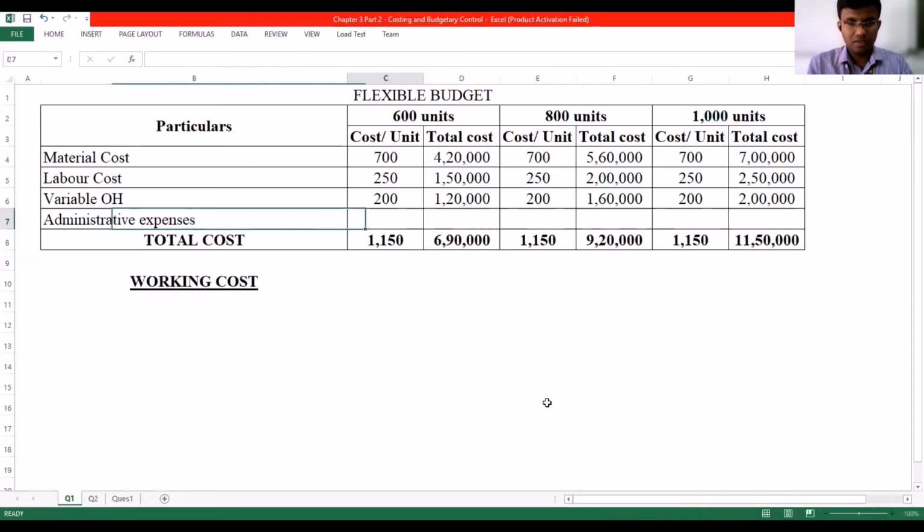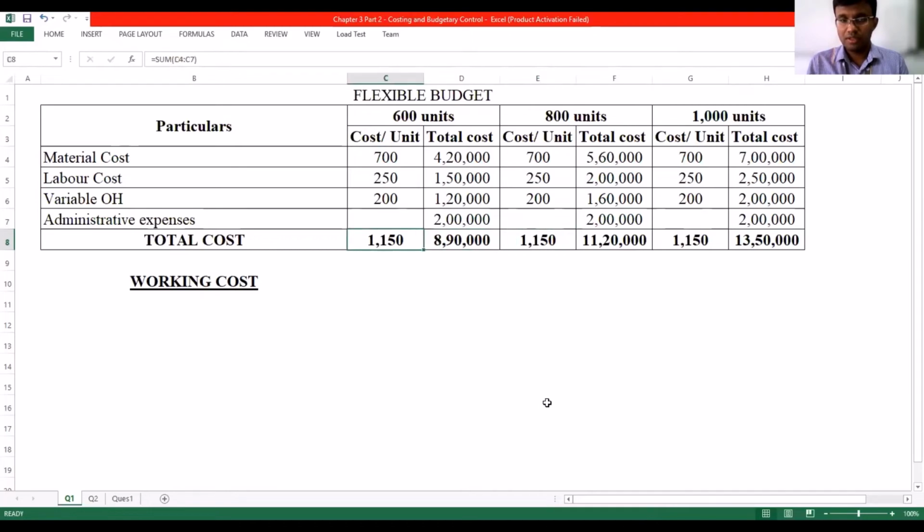Administrative expenses will remain fixed irrespective of the level of output. So here, how much is it? Here it will be 2 lakh. Whether you produce 600 units, it will be 2 lakh. Here, it will still be 2 lakhs. Why? Because for fixed costs, the cost will remain the same irrespective of the level of output. So the thumb rule for fixed cost is that cost per unit will change, total cost will remain the same. If you produce 600 units, your administrative expenses will be 2 lakh. Whether you produce 800 units, it will still be 2 lakh. Whether you produce 1 lakh unit, here it will still be 2 lakh.